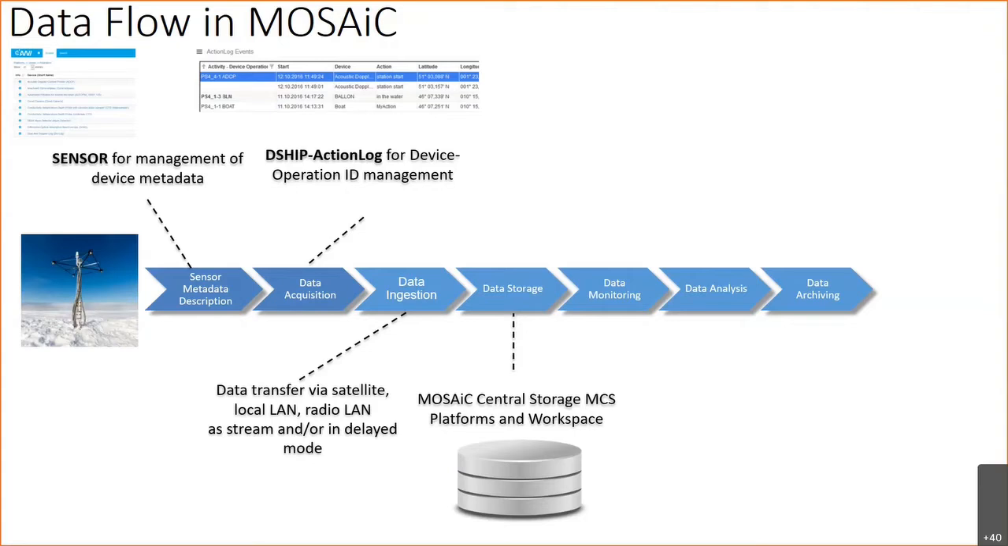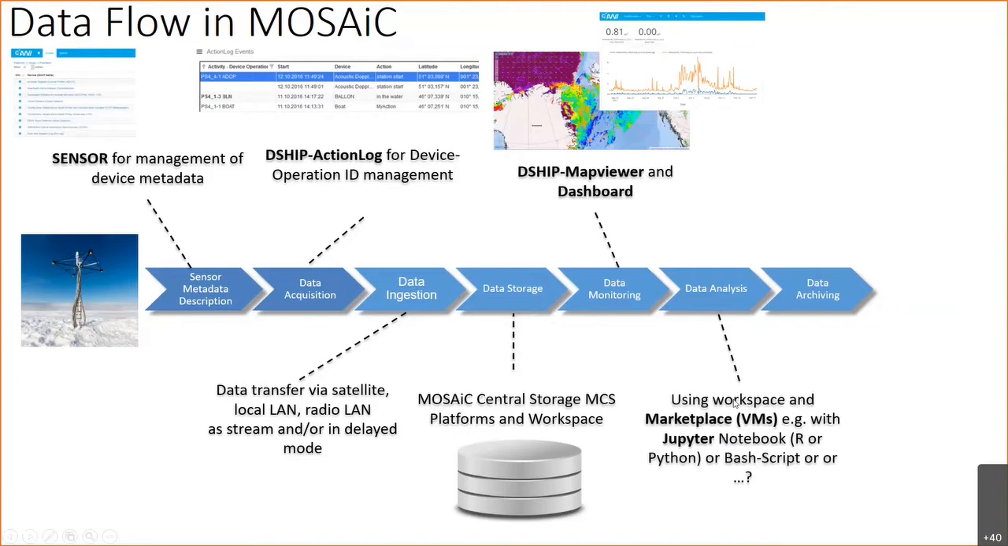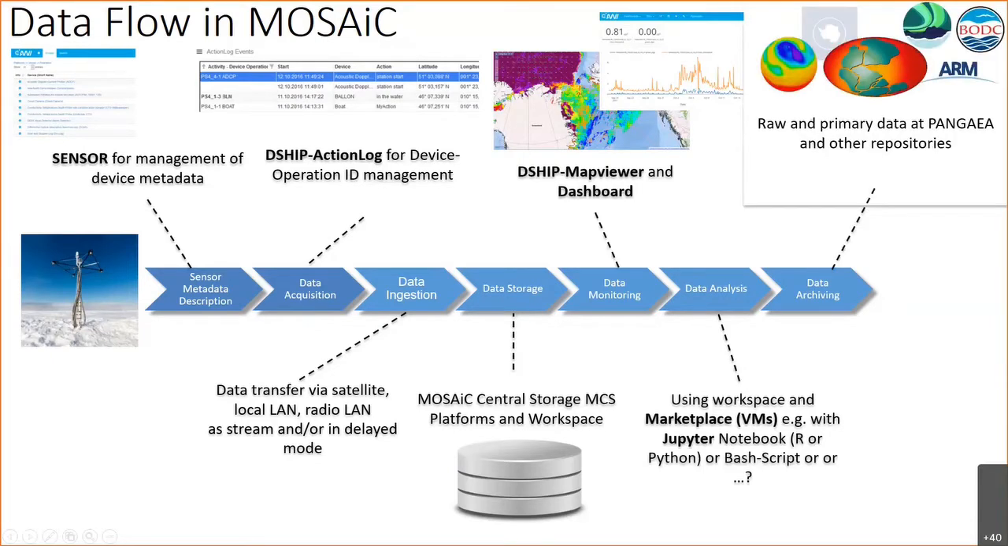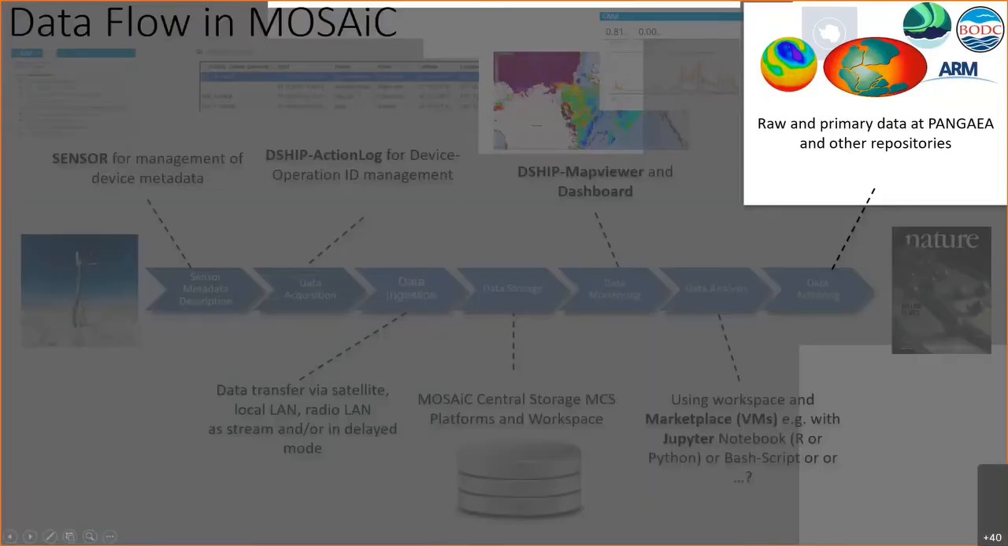Because MCS is not a permanent storage, we then move on. I will skip these other components of data monitoring and analysis, to data archiving. The primary data need to be published by the PIs and authors to Pangaea, which is the primary data repository, or other repositories which have agreements with MOSAIC management. So the last part, data publication, will be the main focus of the presentation today.